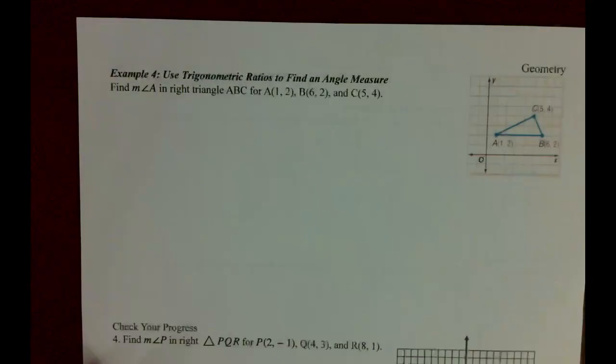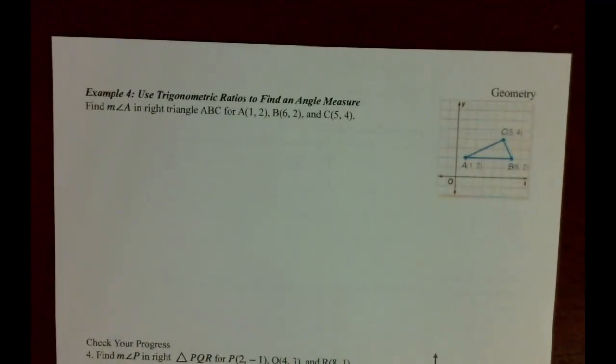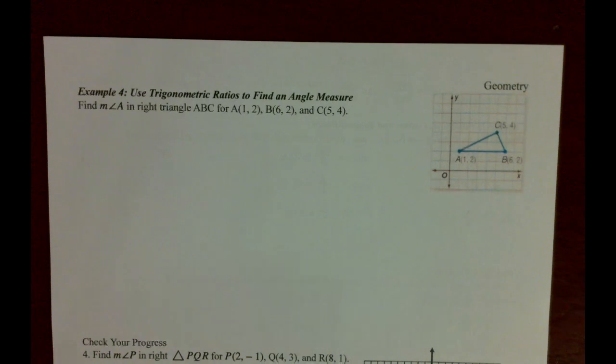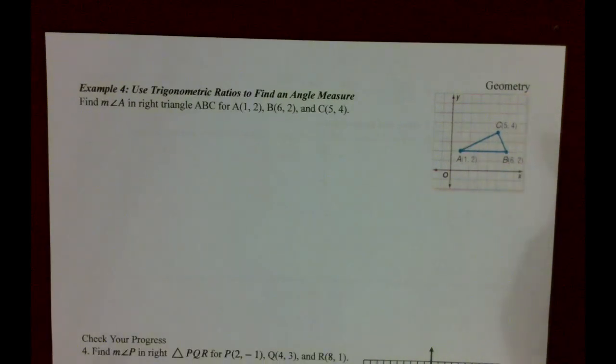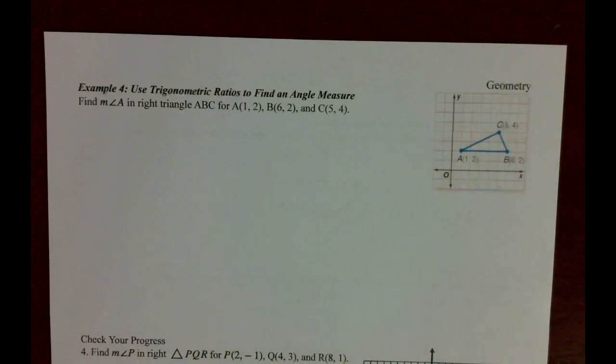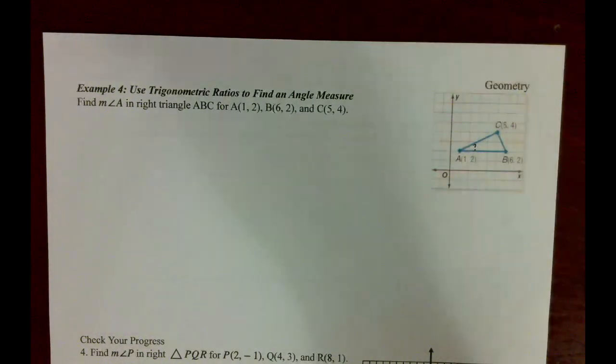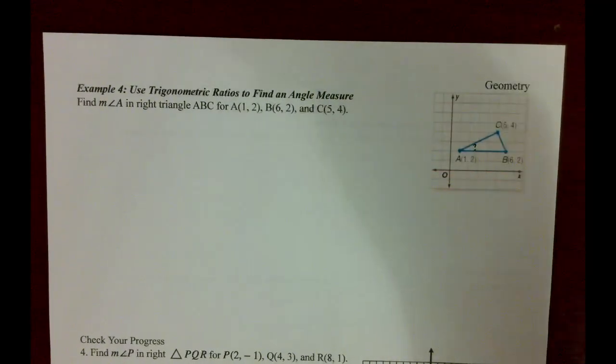Okay, so here is my last example. Here I want to find the measure of angle A in the right triangle. A is (1, 2), B is (6, 2), and C is (5, 4). Here, it's up to you which one you want to use. We're finding this angle, so it's up to you whether you want to use sine, cosine, or tangent. Depending on which one you use, you then need to figure out the measures.